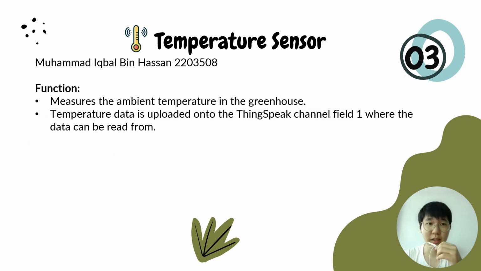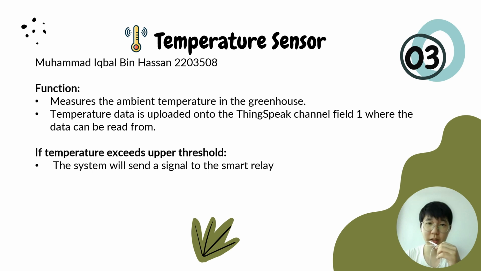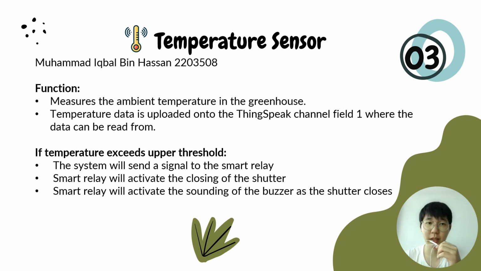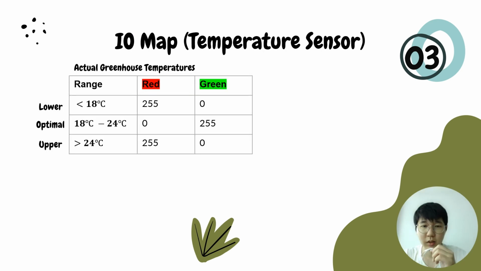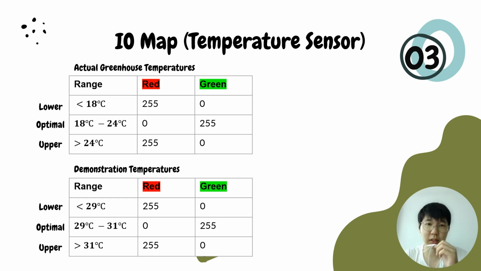Next is the temperature sensor, and its function is to measure the ambient temperature in the greenhouse. Its functionality in IoT is to measure the temperature and upload its data onto a ThingSpeak channel where the data can then be read from. Next is the I/O map for the temperature sensor. As mentioned in the background research and proposed solution, plant growth is optimal when the temperature in the greenhouse is around 18 to 24 degrees Celsius. Hence, in the above table, we can see the threshold values are set according to those temperatures. However, for demonstration purposes, we have created a new range.